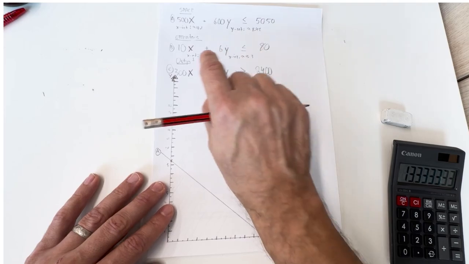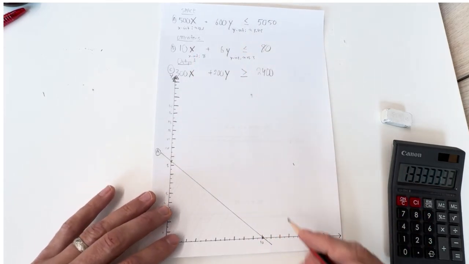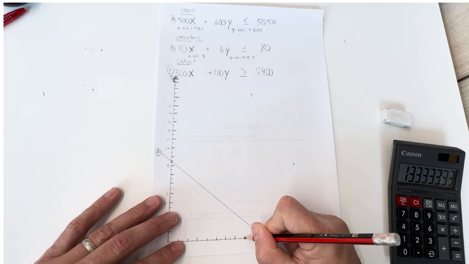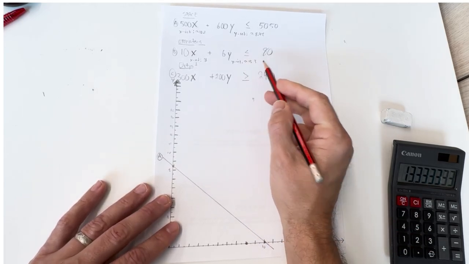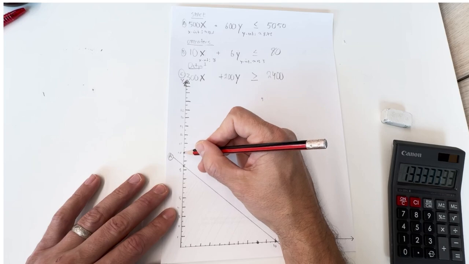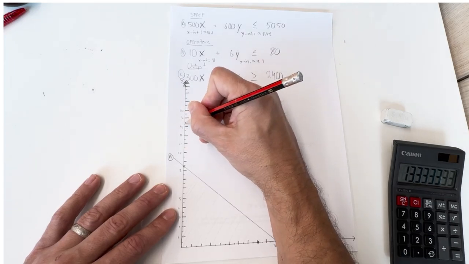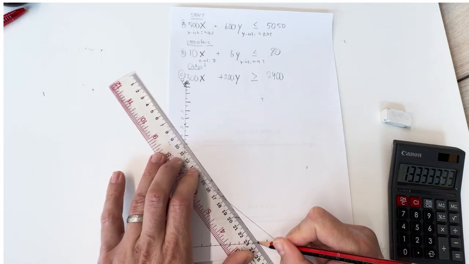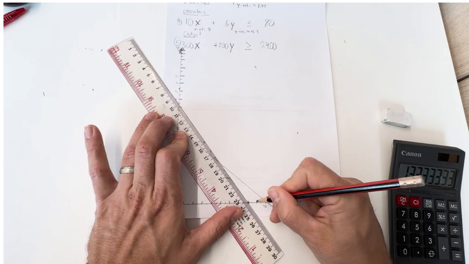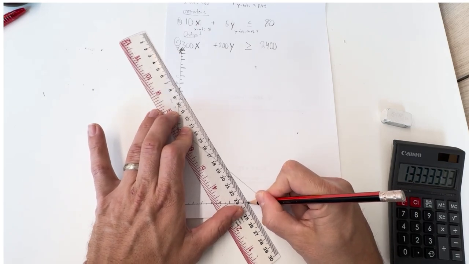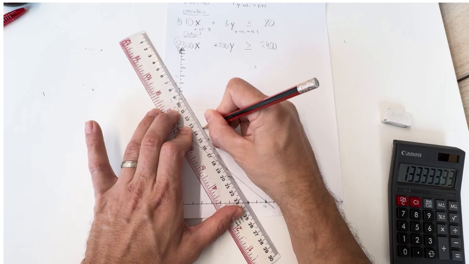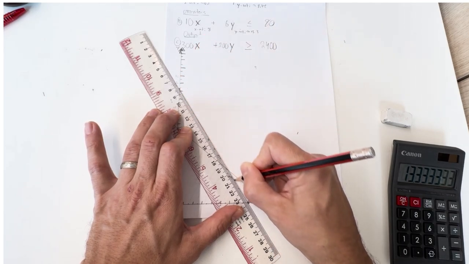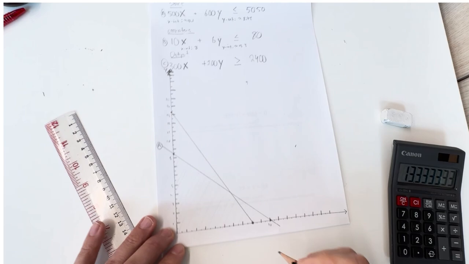Okay, so here we go. This one, the x-intercept is 8. That's right here. And the y-intercept is 13.3. So, right about there. Okay. All right, that is B.